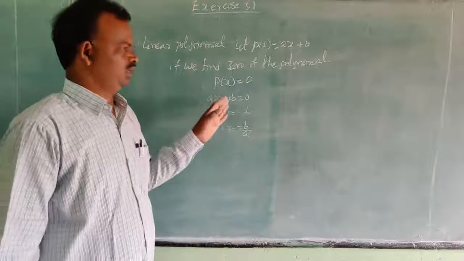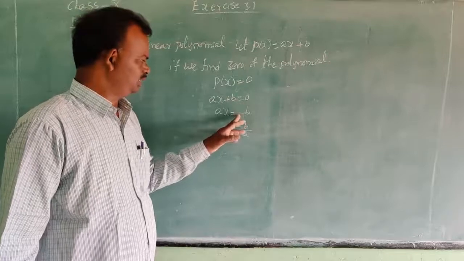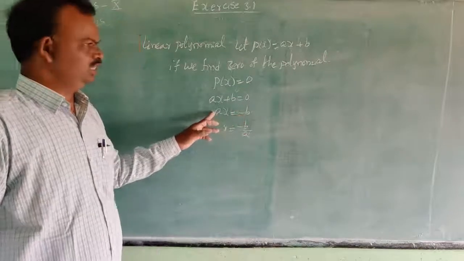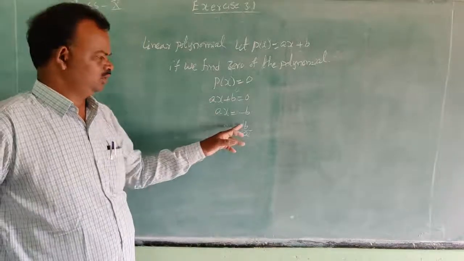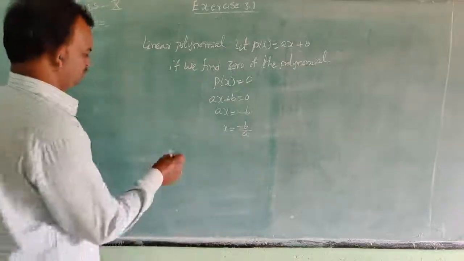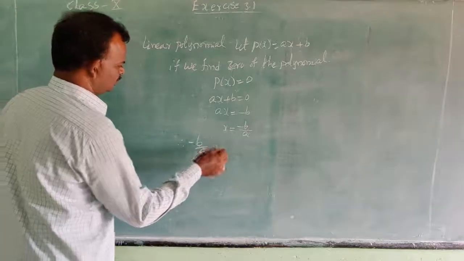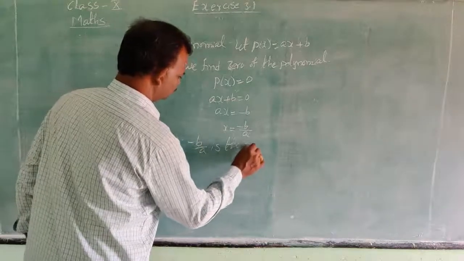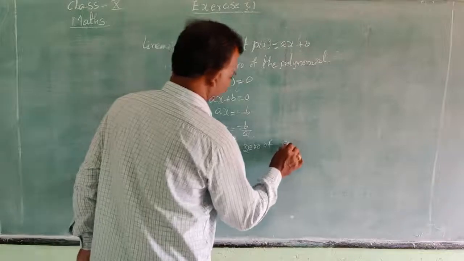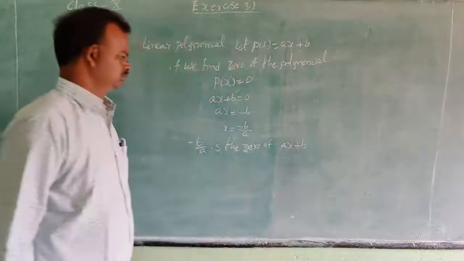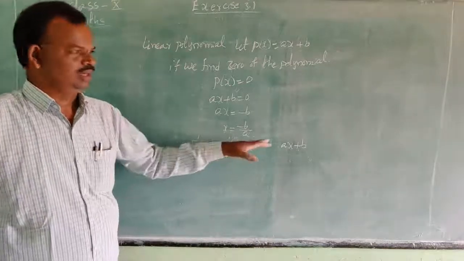That means we are transposing the value plus b. Transpose that, it becomes minus b, and here a is multiplying. By transposing the value, it divides the value. So x is equal to minus b by a. Therefore, minus b by a is the zero of ax plus b. Minus b by a is a zero of the polynomial ax plus b.